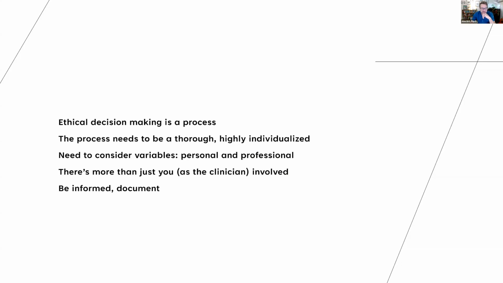So I'll give my quick summary here. Ethical decision making is a process. It is not just come to a conclusion. It is an entire background process that happens leading up to that conclusion. These processes need to be thought of as thorough and highly individualized.